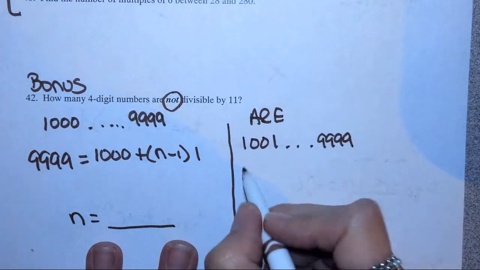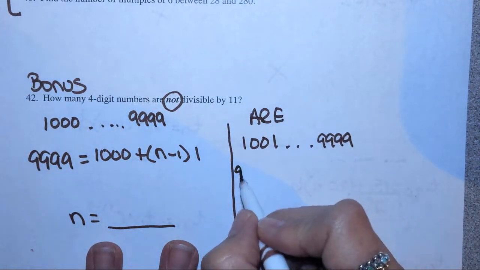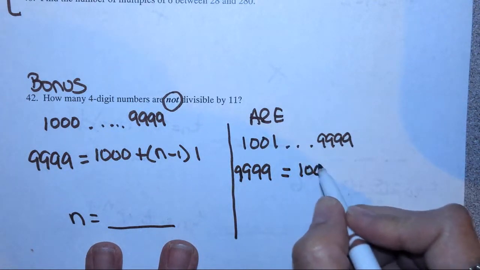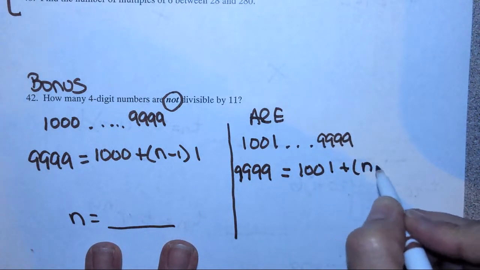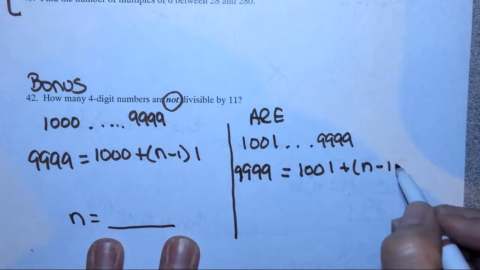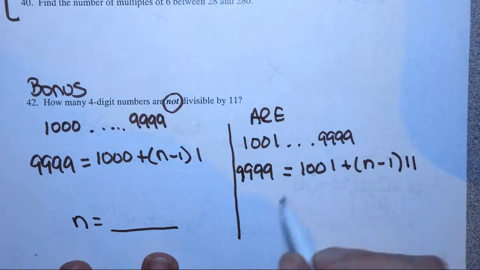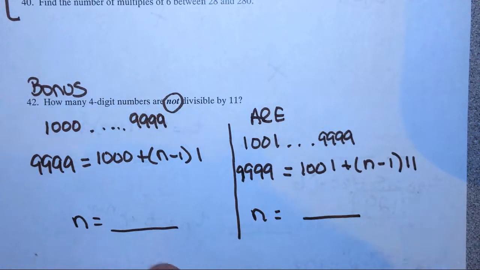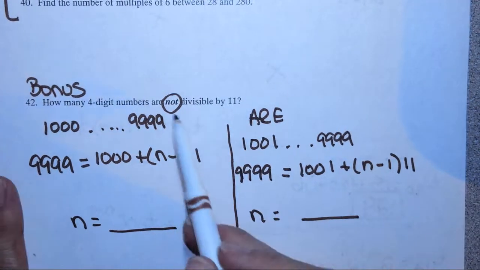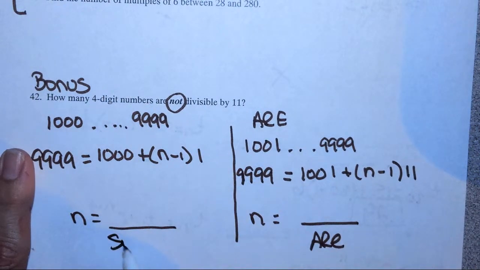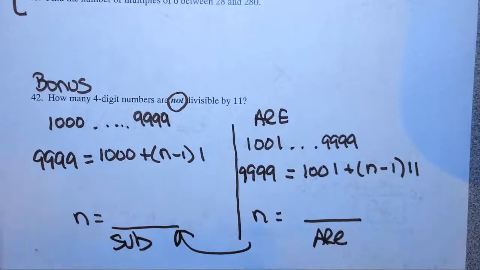So your last number, 9,999, equals my first number plus n minus 1 times the common difference. And how far apart are these? If they're divisible by 11, they're 11 apart. You're going to solve for n, and you're going to get an answer. If they want to know how many are not divisible, you take the ones that are and subtract them from the total, and that'll tell you what's left.